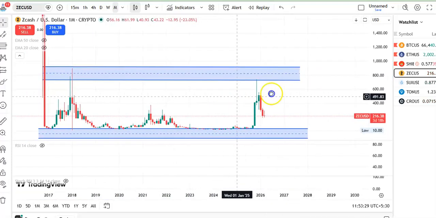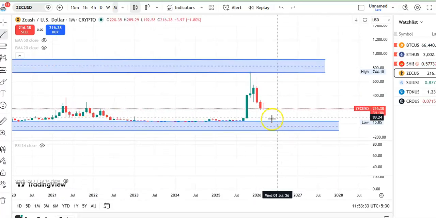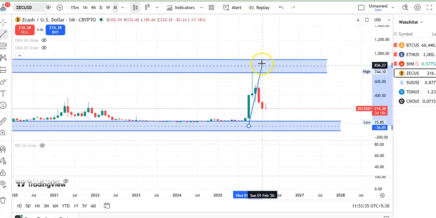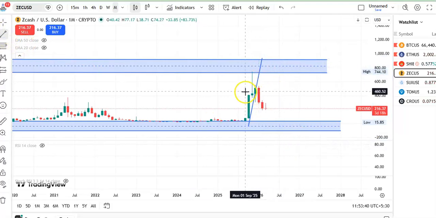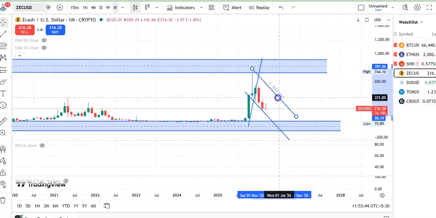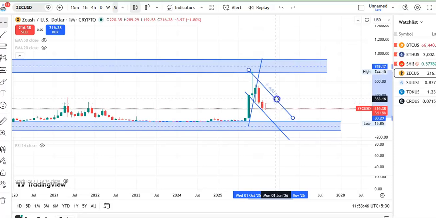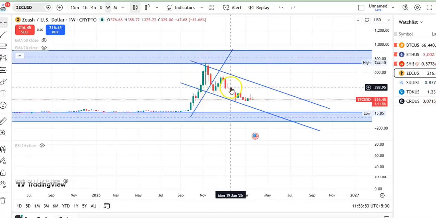So currently you can see candles are falling continuously, and previously you can see candles were moving in an upward direction. Okay, and then the breakout happened. Now continuously the candles are falling in this channel pattern. So this is the support trend line and this is the resistance trend line. So within this channel pattern only the fall is taking place. So if you go to the weekly chart also, you can see after this fall the candles went up and now continuously the candles are falling.